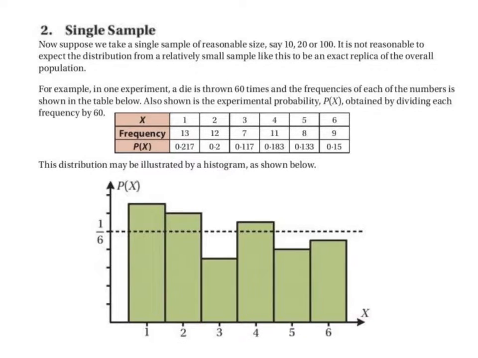We roll the die 60 times, so dividing 13 by 60 gives us 0.217 for the probability, which is the relative frequency. Dividing 12 by 60 we get 0.2. Dividing 7 by 60 we get 0.117. Dividing 11 by 60 we get 0.183, and so on. The distribution may be illustrated in a histogram shown below. So, for example, the probability of landing on 1 is 0.217, which would be about here. The probability of landing on 2 is 0.2, which is here, and so on.